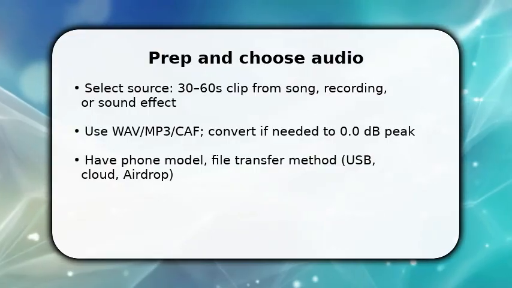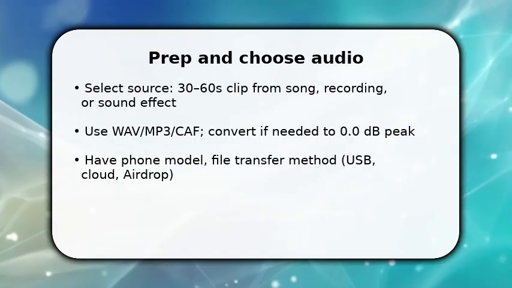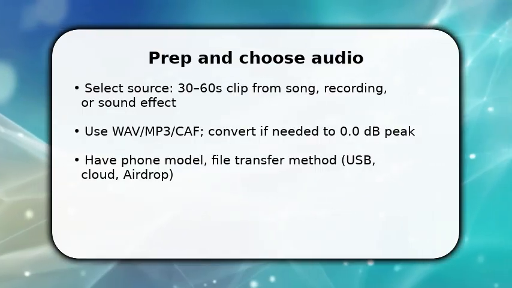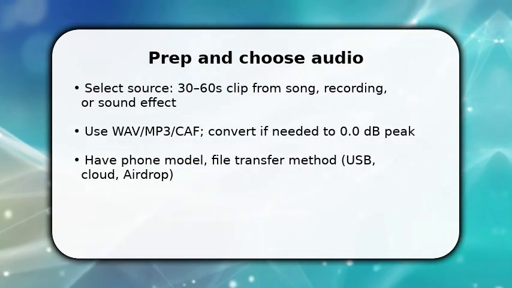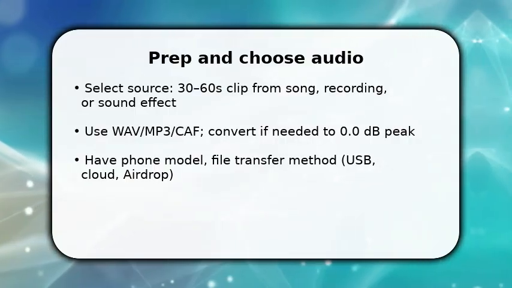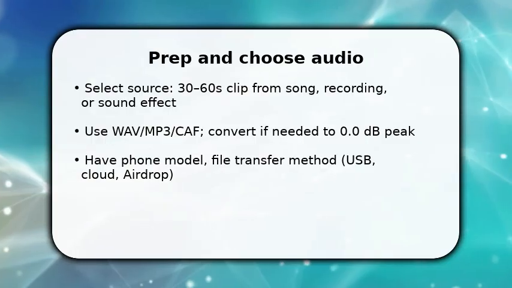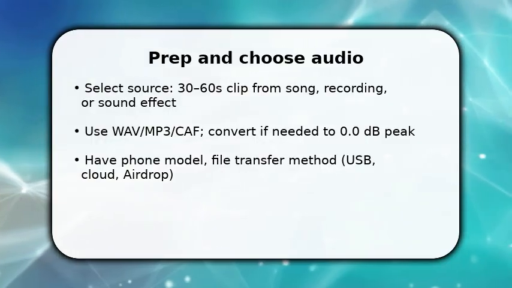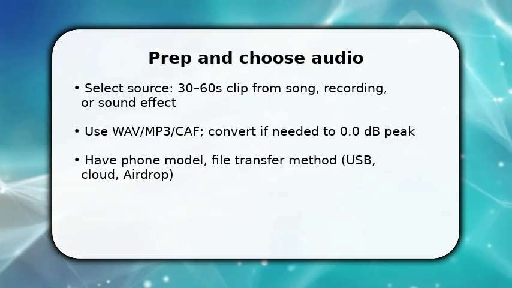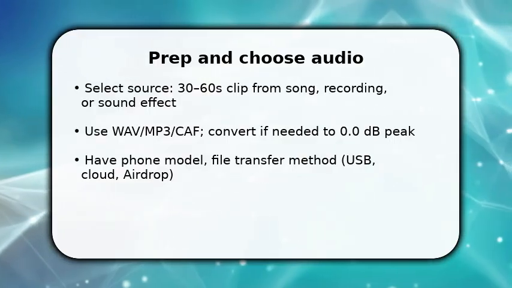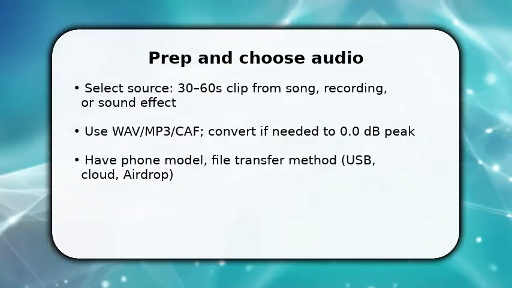You start by picking the exact audio you want. Choose a 30 to 60-second section so it fits ringtone limits. Once selected, make sure the file is in a compatible format like MP3 or WAV and normalize peaks so it won't clip. Prepare your phone specifics and transfer method, USB, cloud, or AirDrop, so you won't stall later.